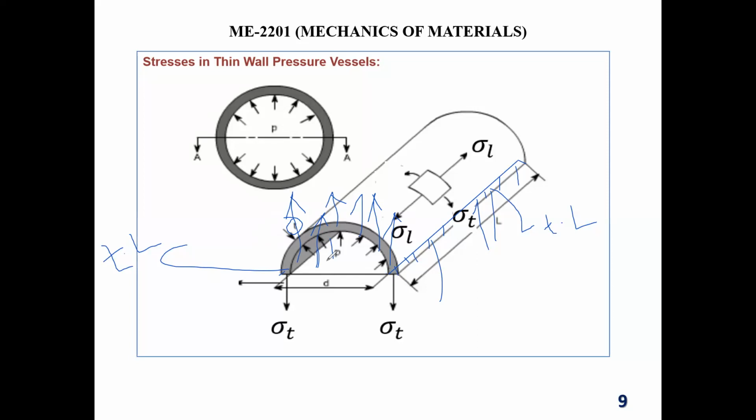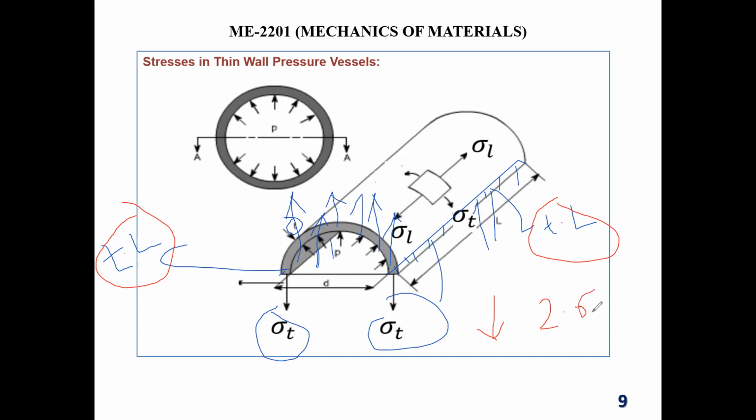That one we are calling sigma T. This is sigma T, this is sigma T. So both sigma T are working downward, right? With which area? With T into L, right over here, T into L. So the force working downward, how much? If I take the summation, it will be 2 into sigma T into area. What is my area? T into L. This much force is working downward.